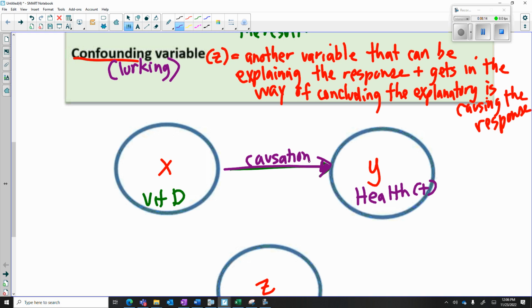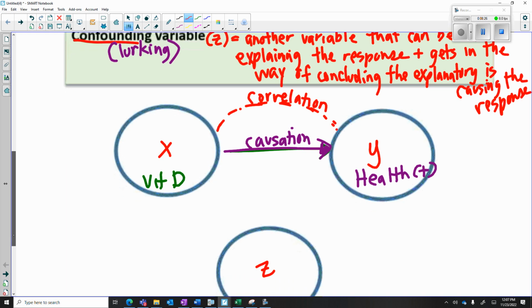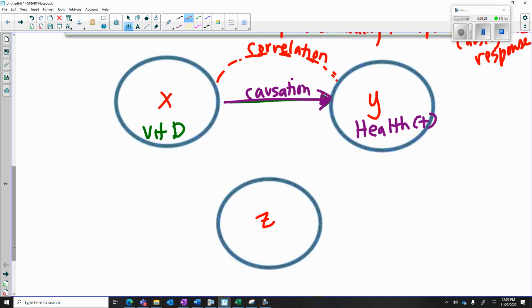We're not sure because this is an observational study. Or is there just a correlation? And this dotted line means correlation. So is there some kind of association or observed relationship between taking vitamin D and your health improving? Maybe, right? Maybe X does cause Y, right? But maybe there's this third variable out there that's causing me to have better health as well.